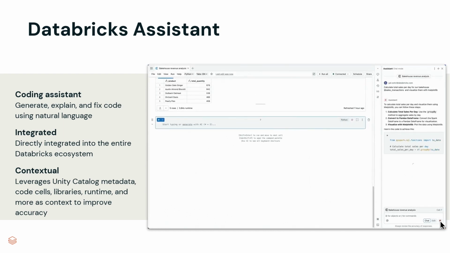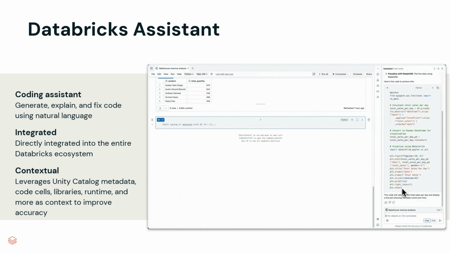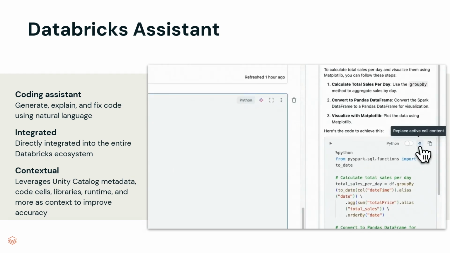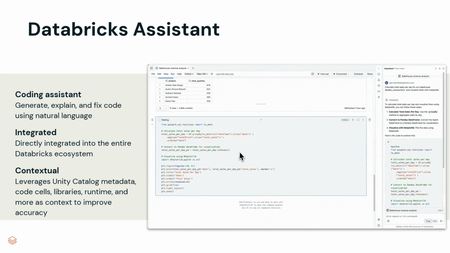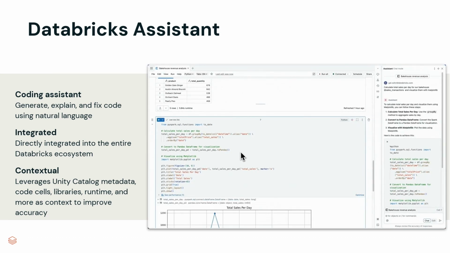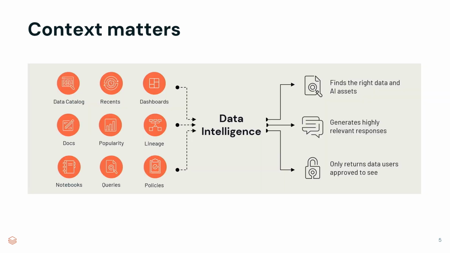But the magic is that it can leverage Unity Catalog metadata and other context to provide better results. For example, you can easily use the Assistant to generate data transformations for a particular table without describing the schema every time you have a question about it, which can really help you move things faster. But that's just scratching the surface.